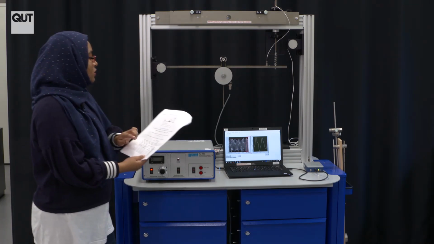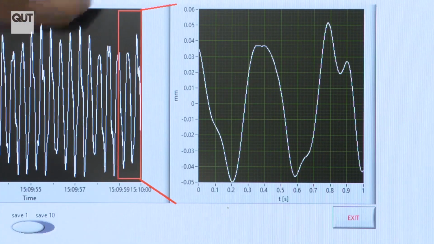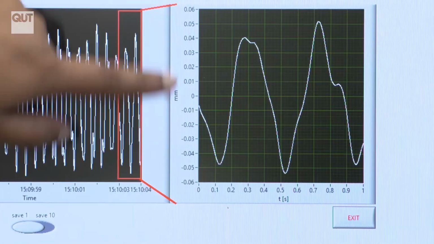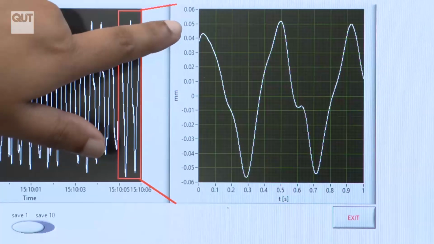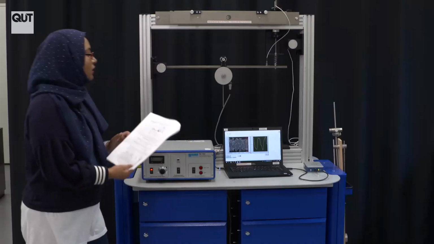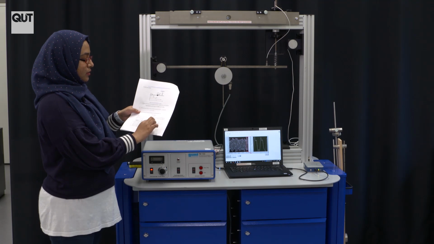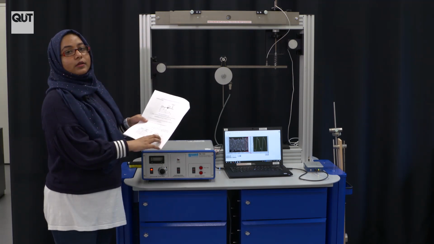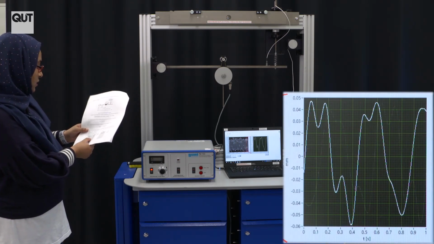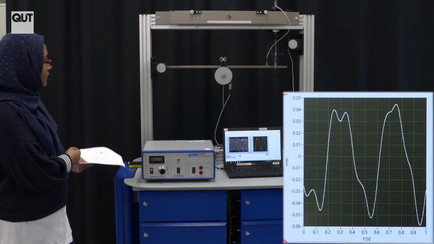amplitude, and to measure the maximum amplitude you need to focus on this window, where you need to just look at the maximum amplitude. For example, at the moment the maximum amplitude was 0.404 millimeter, and then you need to write 0.04 millimeter here. Okay. All right. So, let us start with the first force frequency, which is 5 hertz.